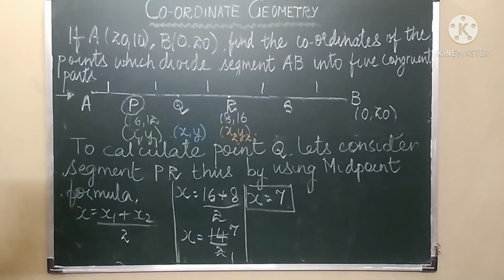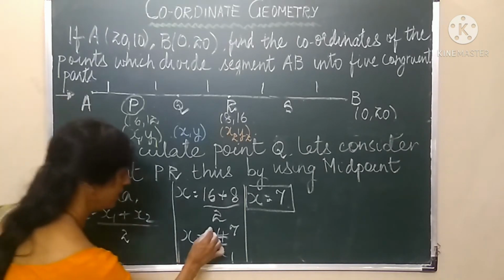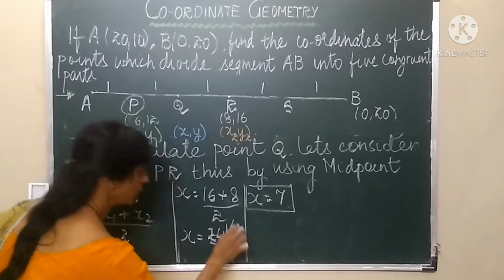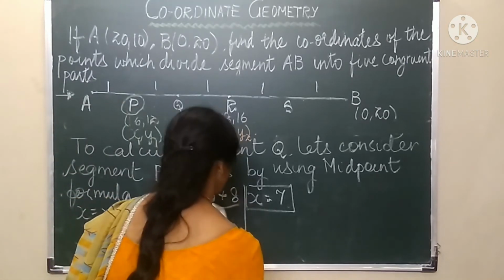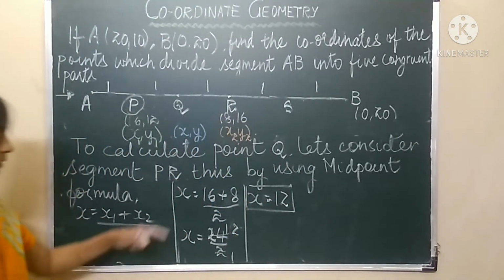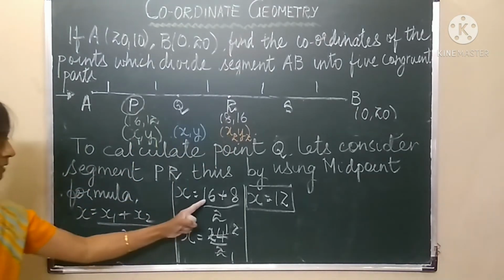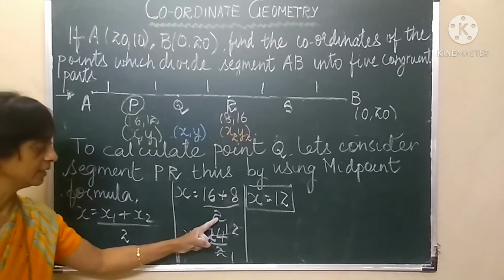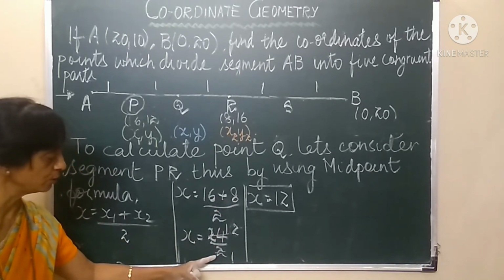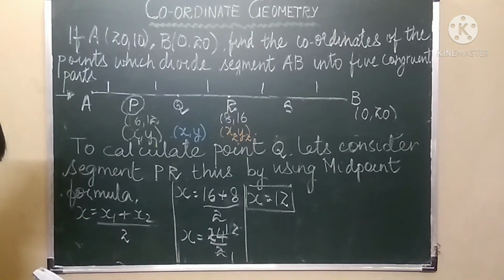Please check, children. 16 plus 8 will give us 24. 2 ones are 2, 2 12s are 24. So x is equal to 12. Once again I repeat, x1 plus x2, 16 plus 8. Substitute upon 2. Don't forget the denominator. So 16 plus 8 gives us 24, 24 upon 2. Let's reduce. 2 ones are 2, 2 12s are 24. So x is equal to 12.